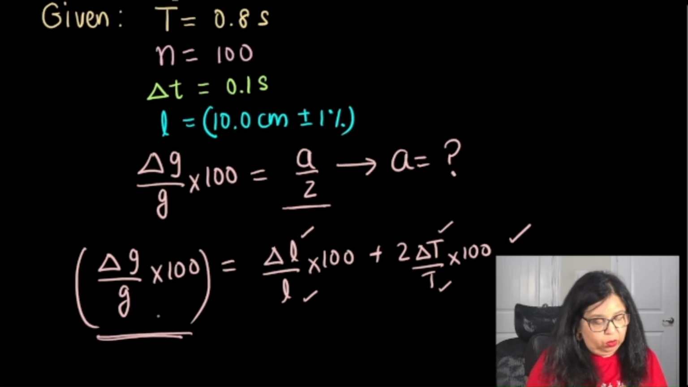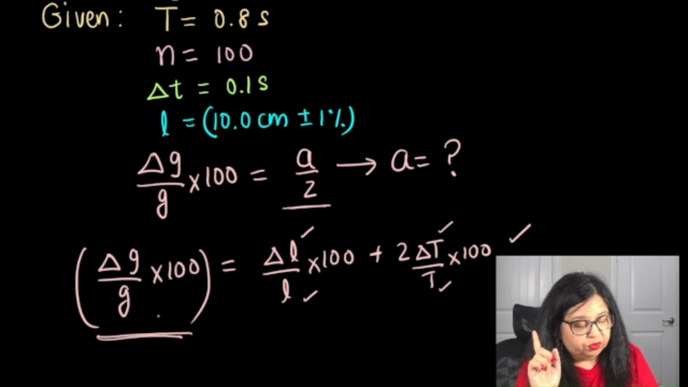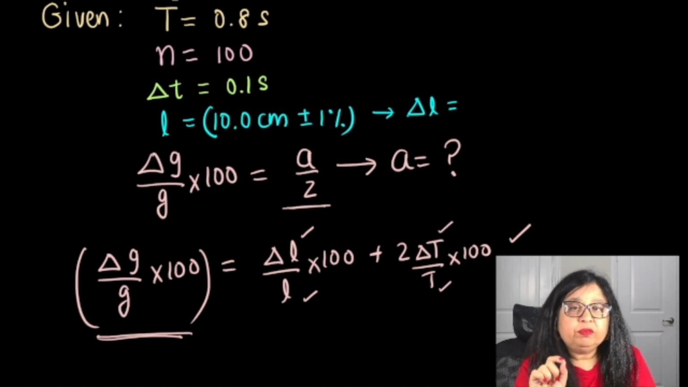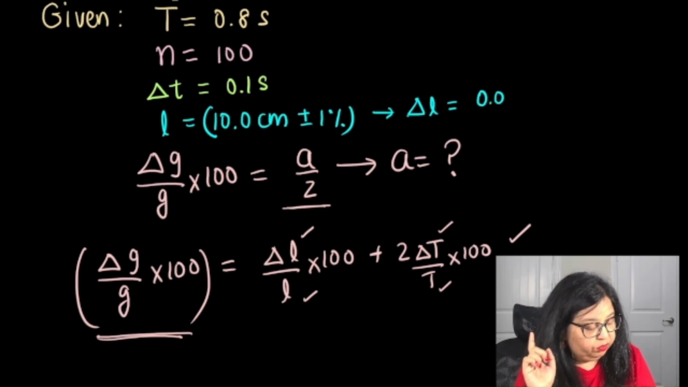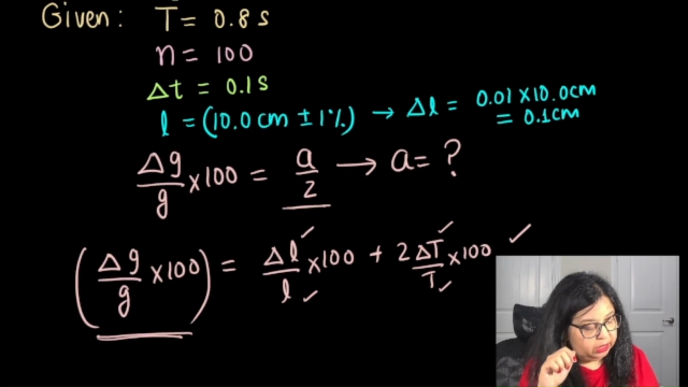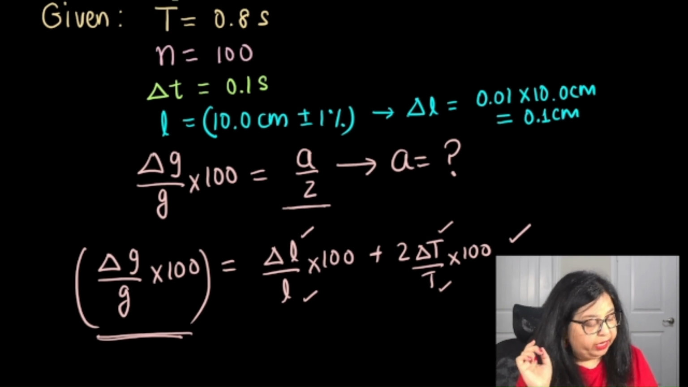So let's see. We're told that L is equal to 10.0 centimeters plus minus 1%. From here, delta L is 1% of 10 centimeters, which is 0.01 of 10.0 centimeters. What does this give you? That gives us 0.1 centimeters. So 1% of 10 is 0.1. So this is our delta L. Cool. Now we know delta L and L.